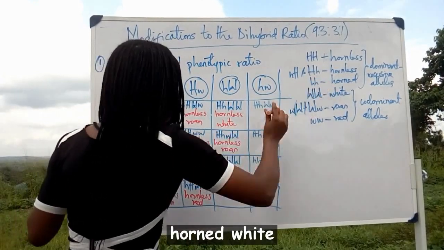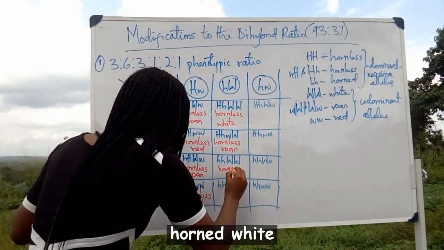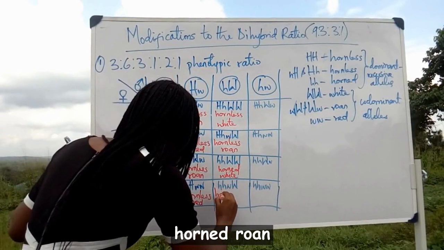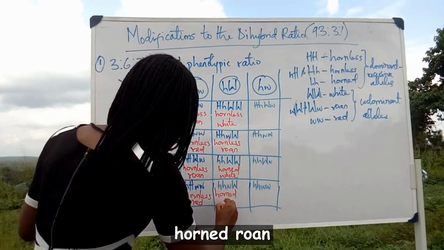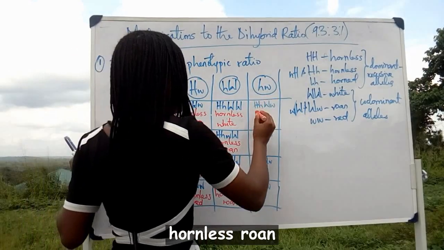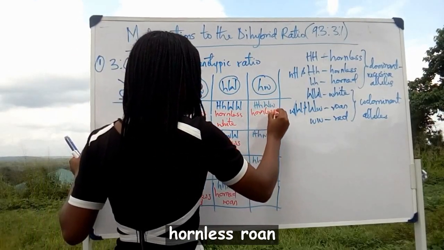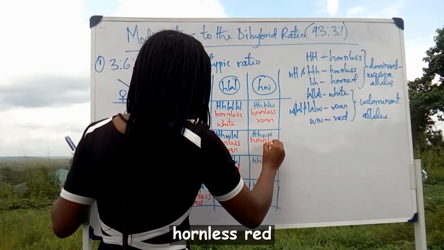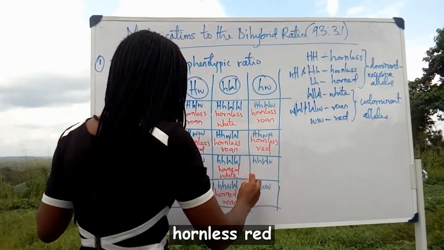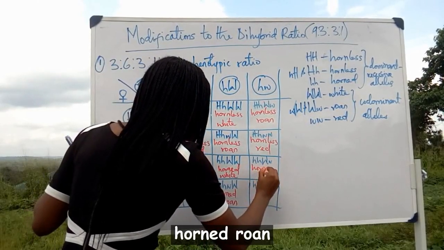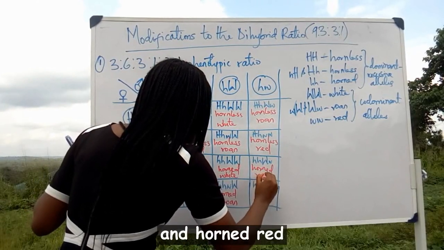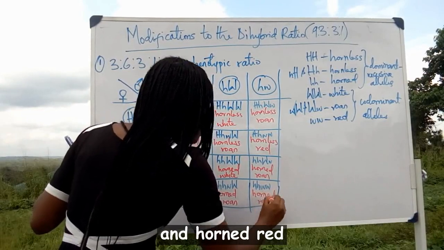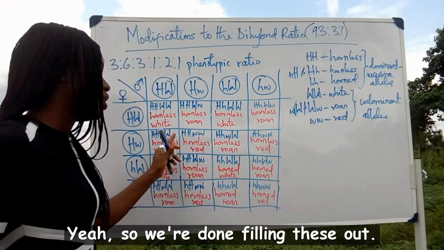Horn, that is this, white. Horn, roan. Hornless, roan. Hornless, red. Horn, roan. And horned, red. Yeah, so we are done filling this out.